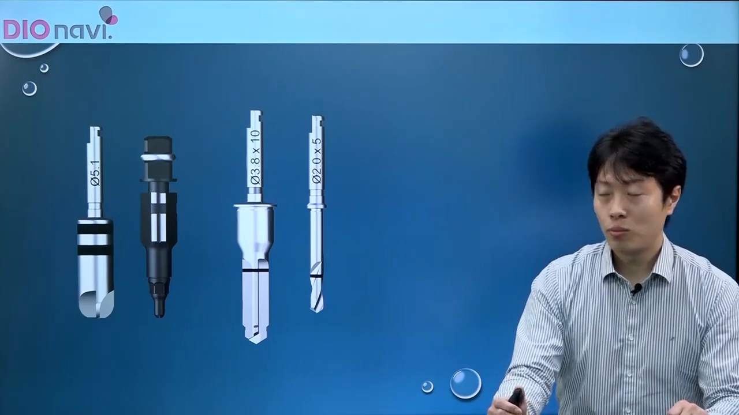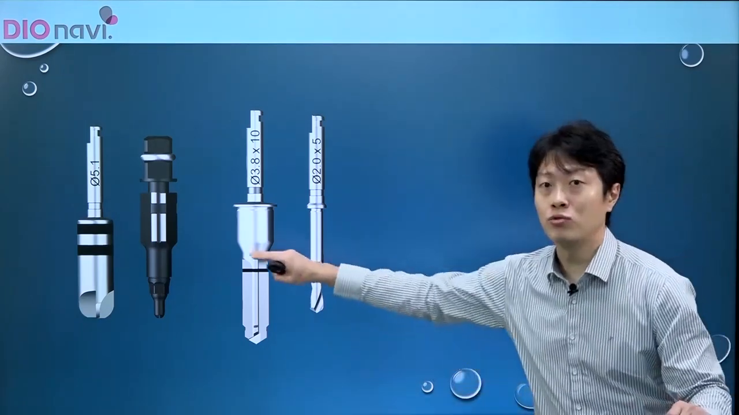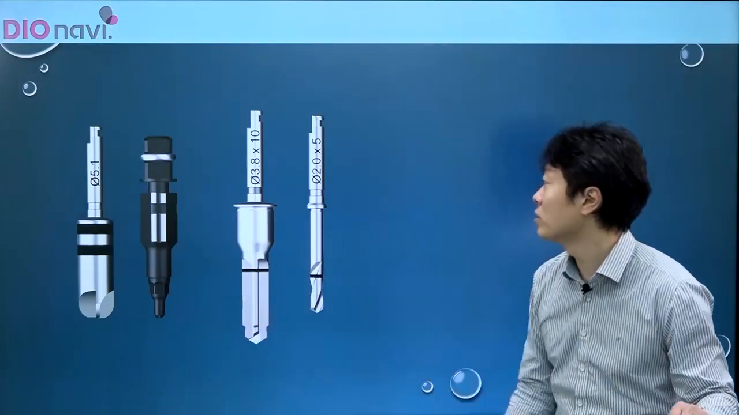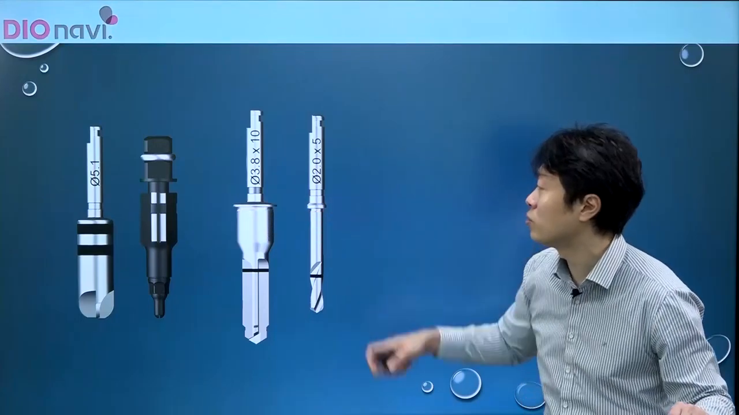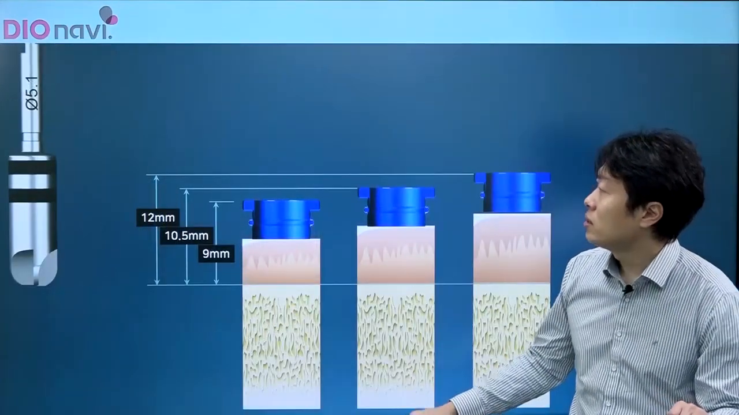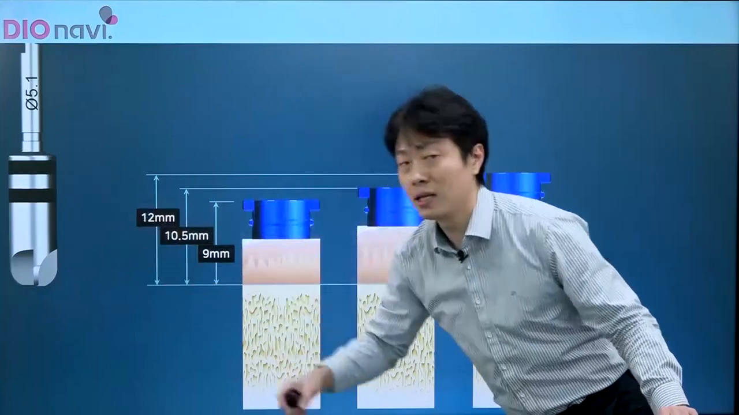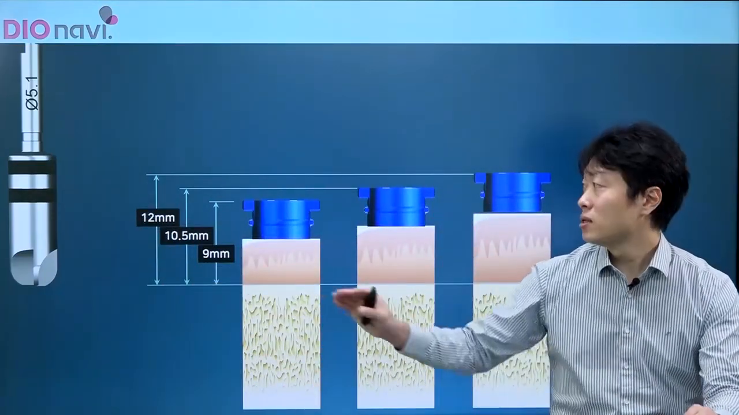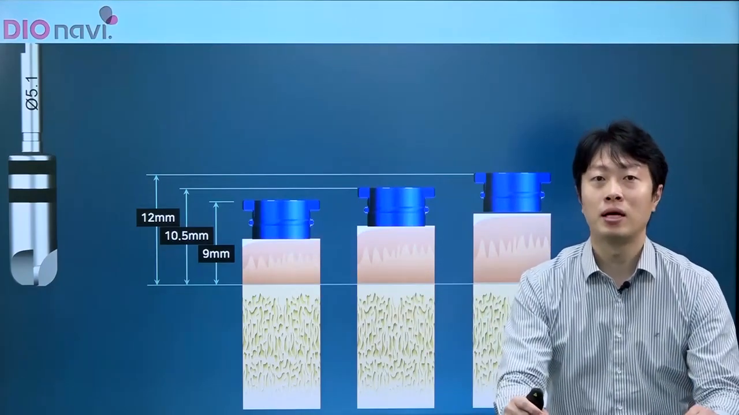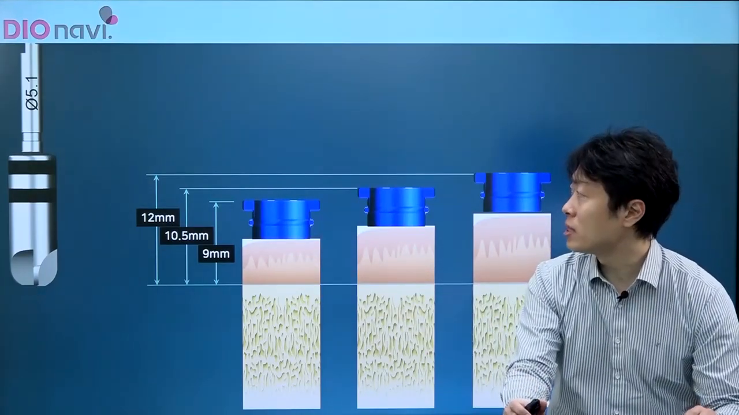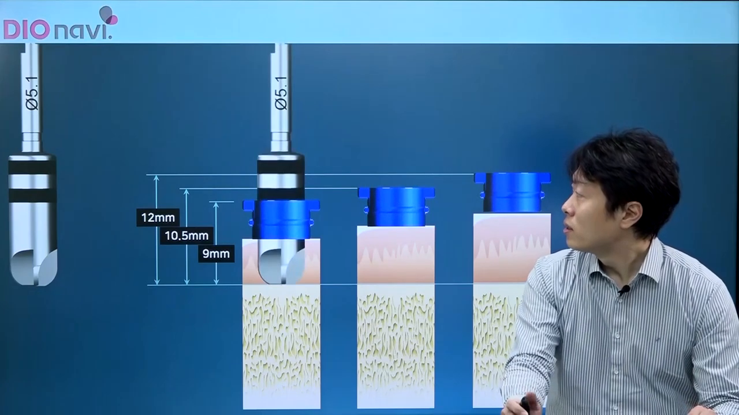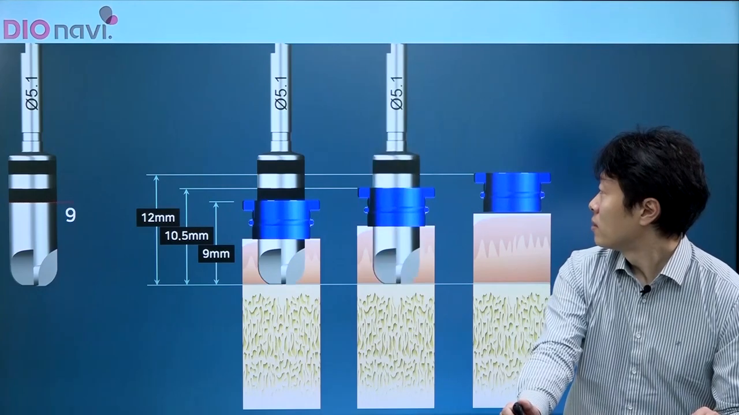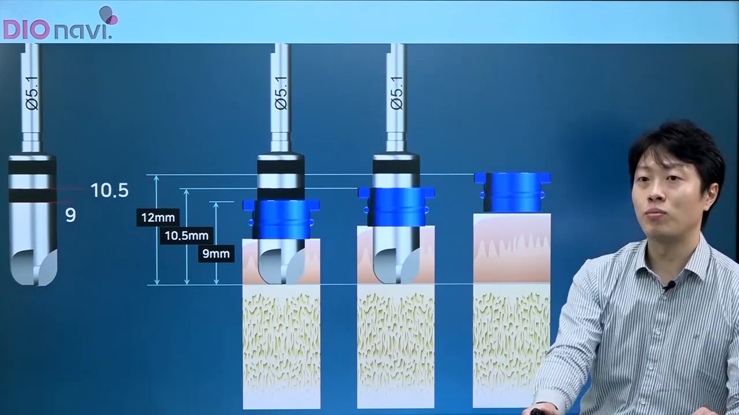Every drill in the DIOnavi surgical kit has a baseline marked. You see here, some have what look like bands. There's also a drill with a stopper on the top like this, and the lowest line of most drills corresponds to the 9 mm offset. Let's first look at the drill called bone flattening drill. The lowest marking corresponds to the 9 mm offset, the next one to the 10.5 mm, and the next one to the 12 mm offset.